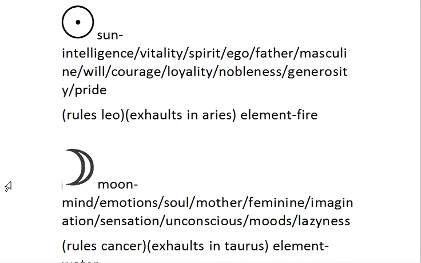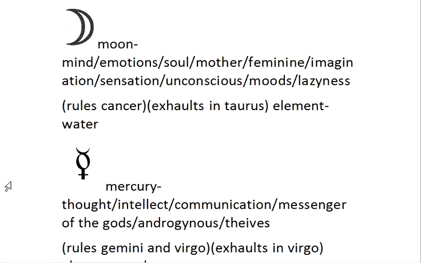Right, the Moon is mind, emotion, soul, the mother, feminine, imagination, sensation, unconscious, moods, laziness. It rules Cancer, exalts in Taurus, its element is water. And this is all the possible meanings in a birth chart, so it can mean all or some of these: the mind, emotions, soul, mother. It represents all these things in a birth chart. Or some of the bad things, moods, laziness, if the Moon's badly placed or aspected, could represent these things.